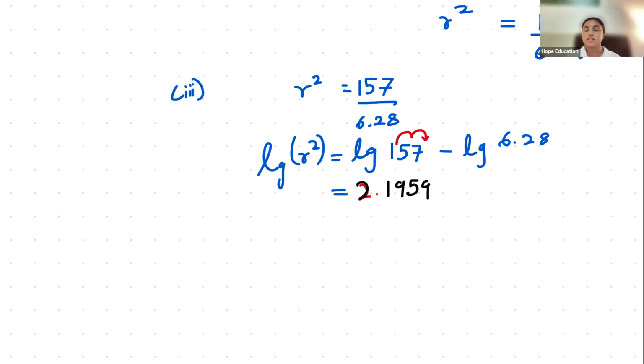2.1959. Is that clear to you? Give me a thumbs up. Fast. If you didn't understand, let me know.